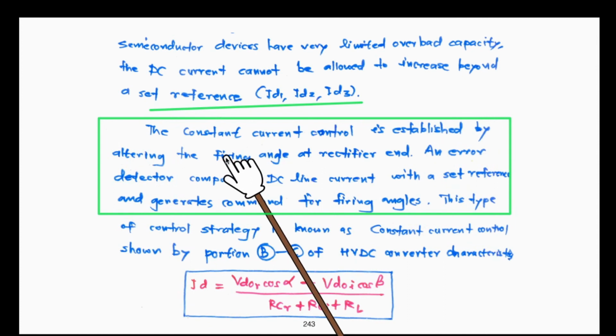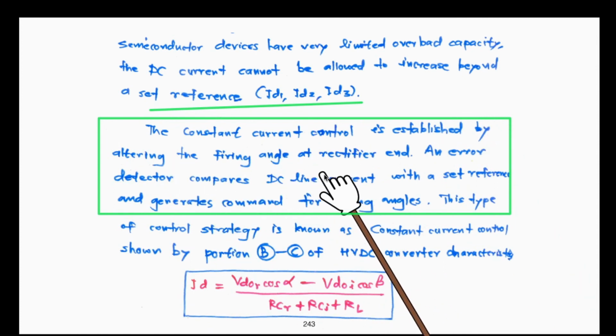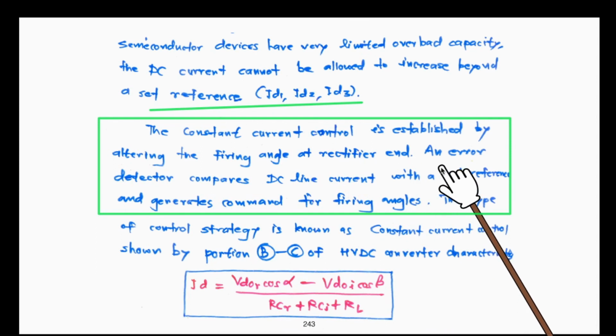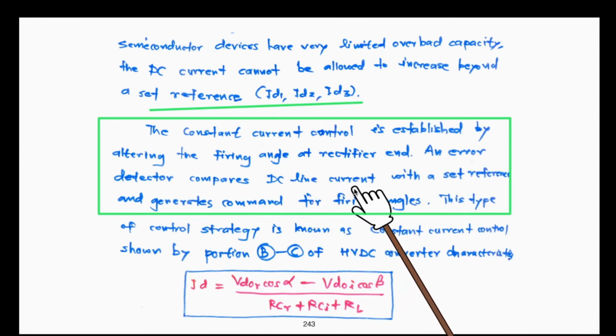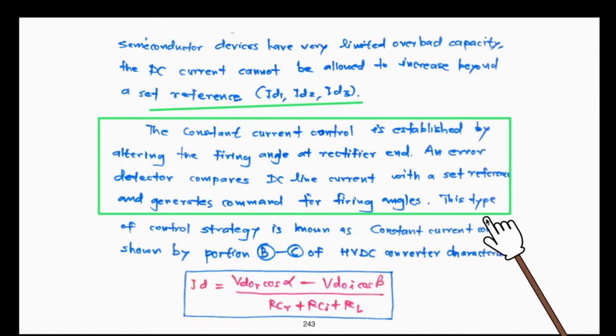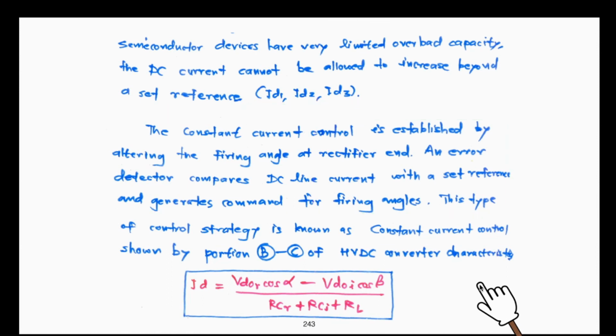Observe carefully. Constant current control is established by altering the firing angle at the rectifier end, and an error detector compares actual DC line current with the set reference value to generate a command for firing angle. So this type of control strategy is known as constant current control, as shown by the HVDC converter characteristics, right? Constant current control, setting the reference and modifying the firing angle so that current does not exceed its limit in case of fault or in case of some abnormal operation or decrease in the DC voltage at the inverter end, right?